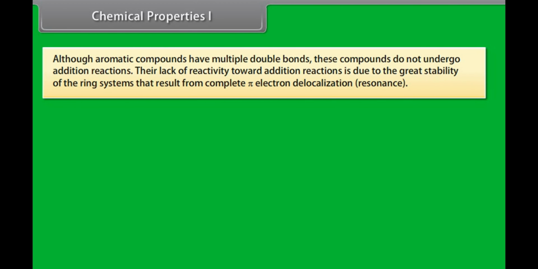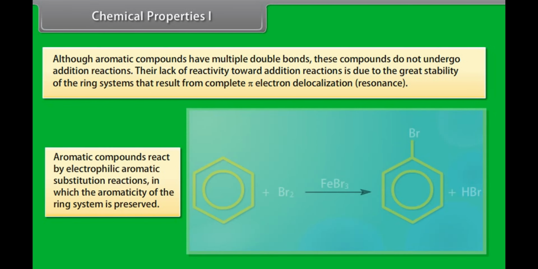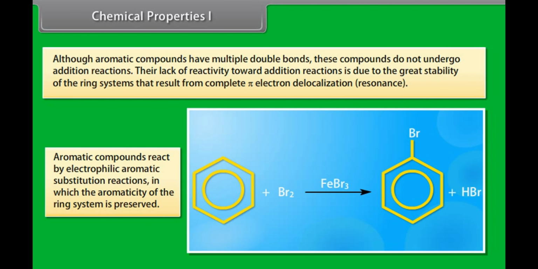Chemical properties 1. Although aromatic compounds have multiple double bonds, these compounds do not undergo addition reactions. Their lack of reactivity toward addition reactions is due to the great stability of the ring systems that result from complete pi electron delocalization, resonance. Aromatic compounds react by electrophilic aromatic substitution reactions, in which the aromaticity of the ring system is preserved.